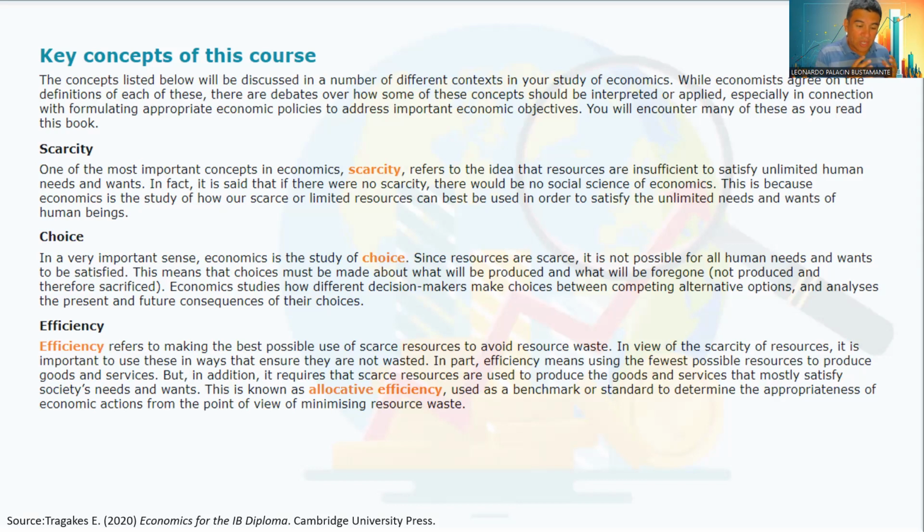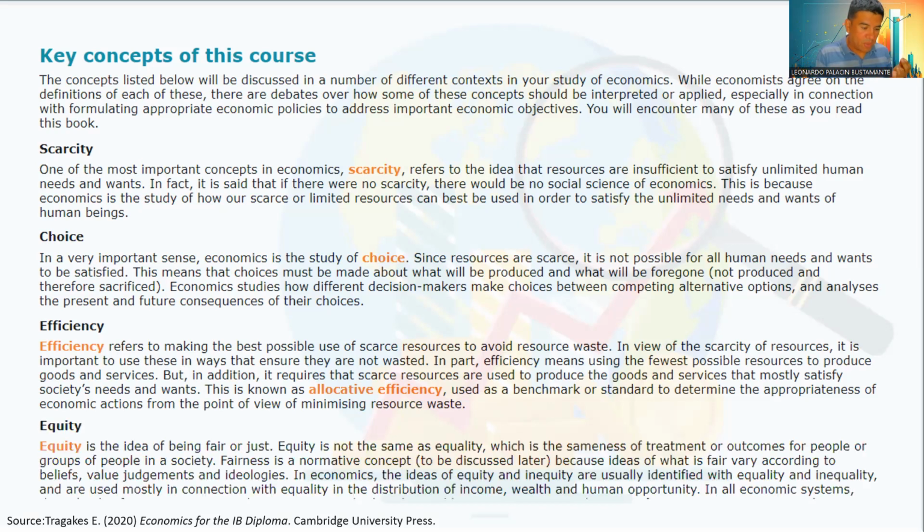And this allocative efficiency, the best way to distribute in an efficient way, can be a standard to determine economic actions in the future. So if governments become efficient, this automatically becomes a standard for future governments to follow. All right, so we can call it a standard or benchmark.